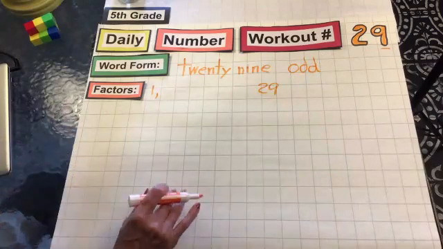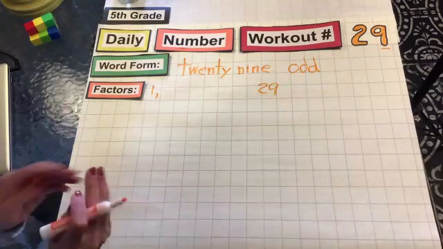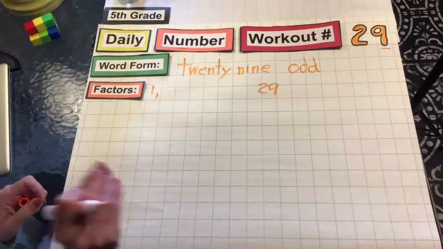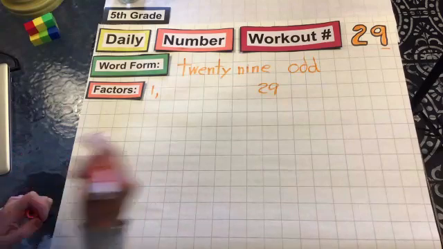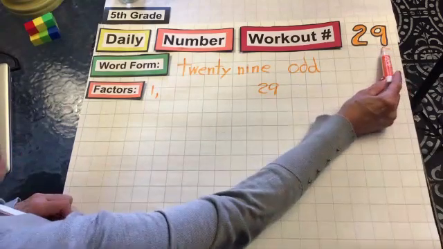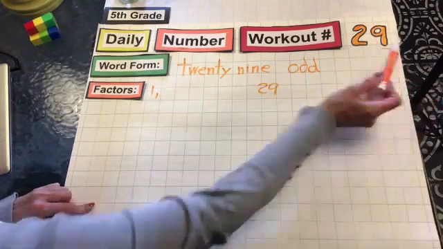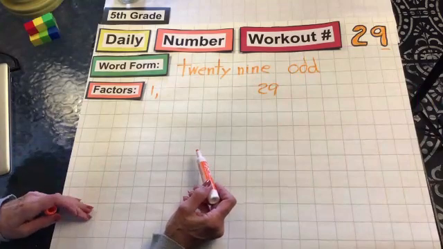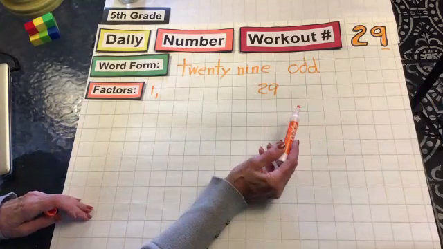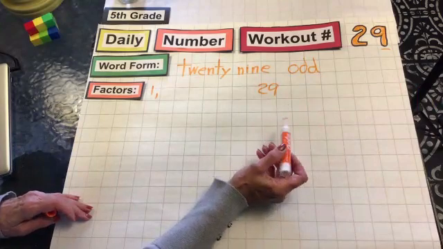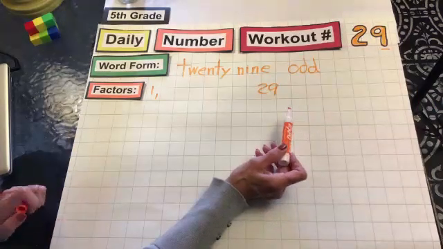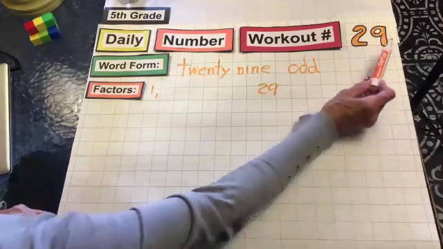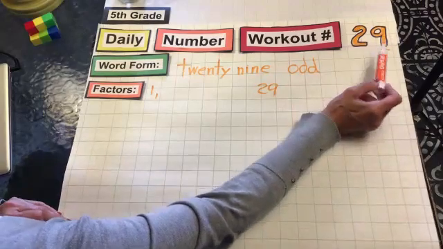Does 3 go in? Well, 3 goes into 27 and 30. So it's in between. Does 4 go in? 4 goes into 28 and then 32. So no. 5 doesn't go in because it doesn't end with a 0 or a 5. 6 goes into 30. 7 goes into 35 or 28. 8 does not go in. 24 and then 32.